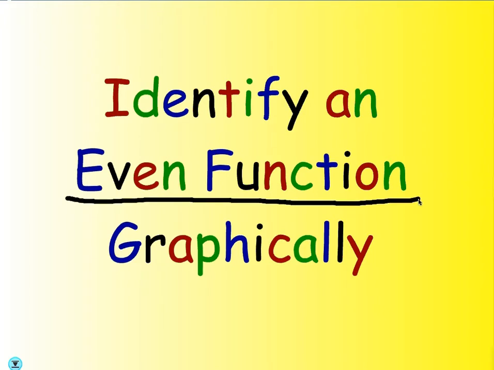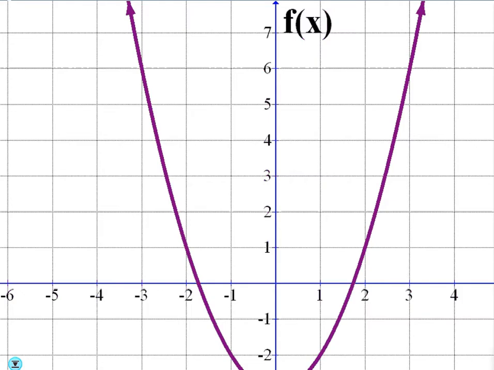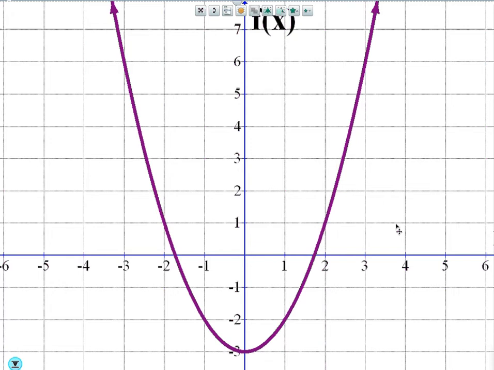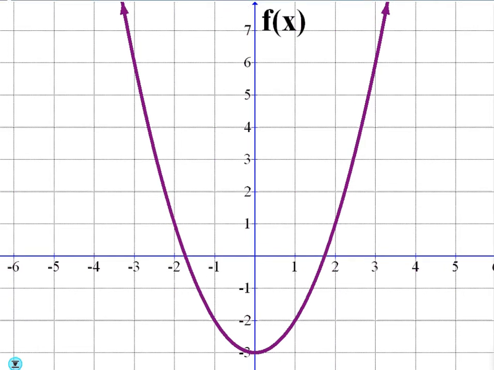The way you're going to figure out if a function is even is you're going to look at the graph and see if it's the same on the left and right hand side. So with that being said, do you think this is an even function? Yes, because the middle line we're talking about is the y-axis. Whoops, that's not a perfect line. And so on the left and right, it's exactly the same.